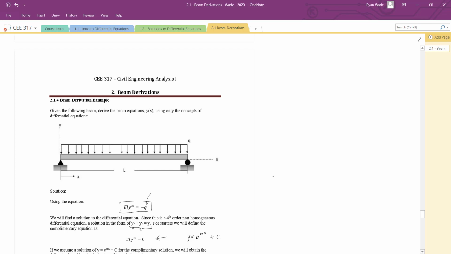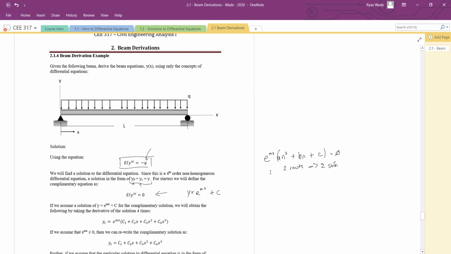When we did the second order homogeneous solutions, remember we had e to the mx times a n squared plus b n plus c equals 0, and then we solve for the roots. Because it was a second order differential equation, there were two roots, or two solutions. Because we have a fourth order equation, we're going to get 4 solutions to this problem.